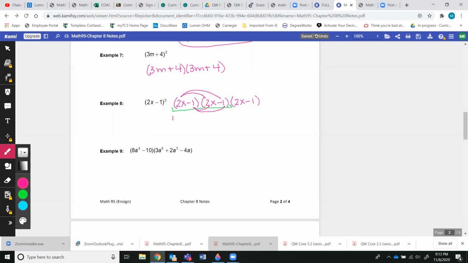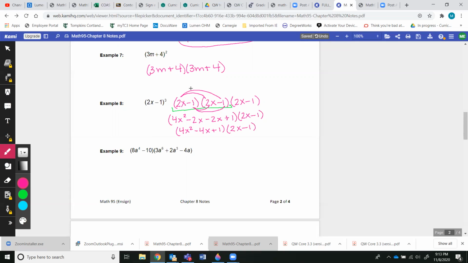So 2x times 2x is 4x squared minus 2x, and then this gives me another minus 2x. Negative 1 times negative 1 is plus 1. Now, I like to clean this up a little bit and combine the like terms here. So I have 4x squared minus 4x plus 1 times 2x minus 1.